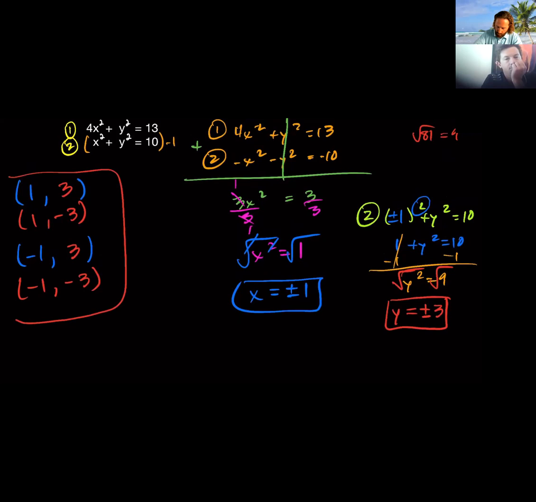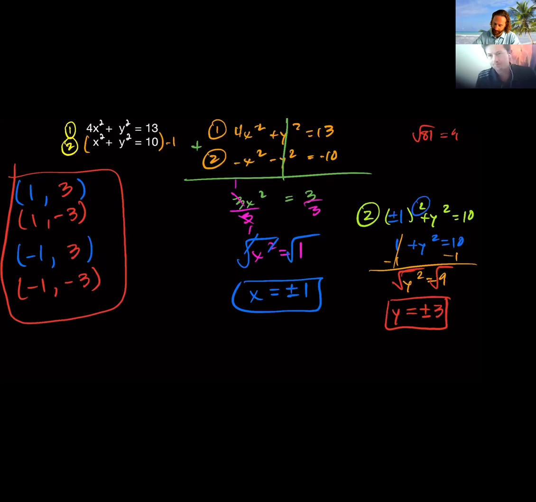So make sure that you account for all of your answers. And if you wanted to check if they're right, you could always go to Desmos or a graphing calculator, GeoGebra, and actually plug these in to make sure that you get the four places where they'd intersect.